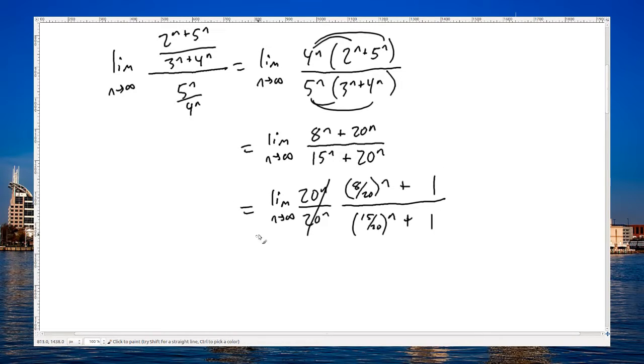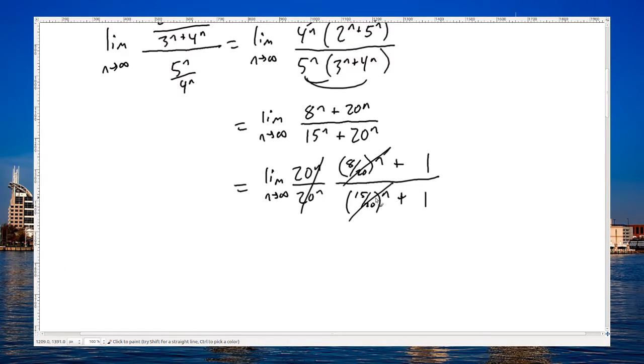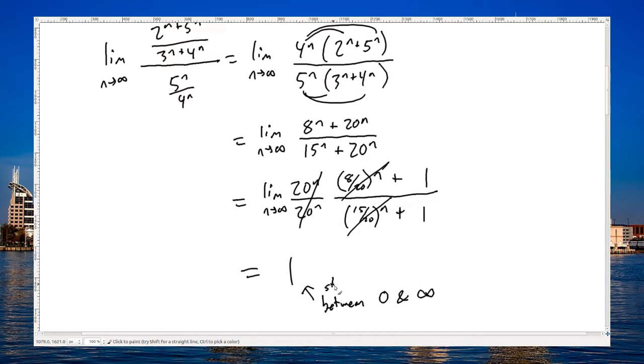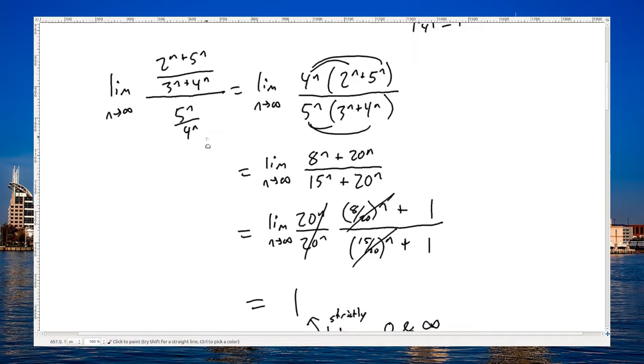So what was the point of all this? Well, 8 over 20 is a fraction less than 1. Take that to the nth power. That's going to get smaller and smaller and smaller. Eventually it cancels to 0. Same thing with 3/4 to the n. As n goes to infinity, that zeroes out. The result is 1. It's not 0, and it's not infinity. Strictly between. Not equal to.